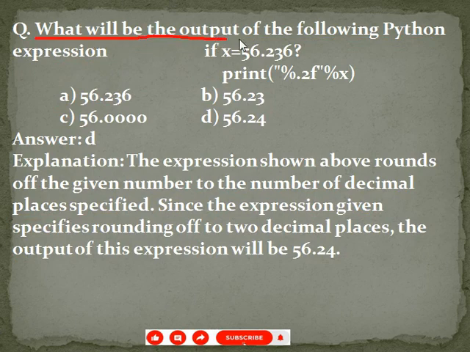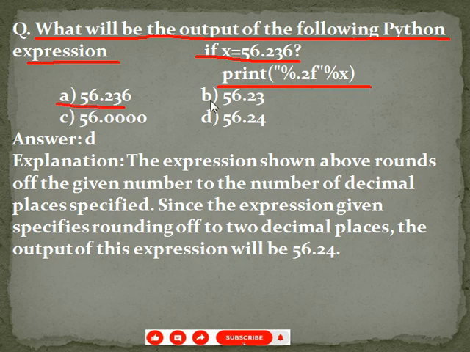Next question. What will be the output of the following Python expression? If x = 56.236, print("%0.2f" % x). Here given options are option A 56.236, option B 56.23, option C 56.000, option D 56.24. Here the correct answer is option D, 56.24.